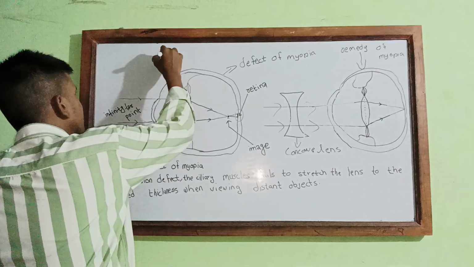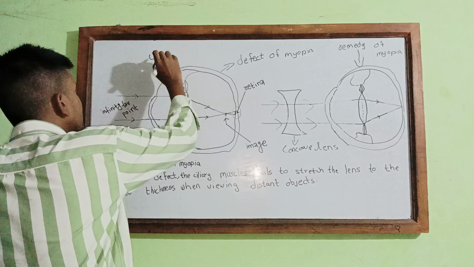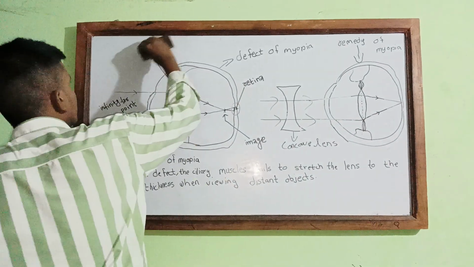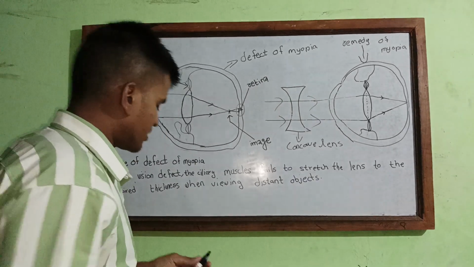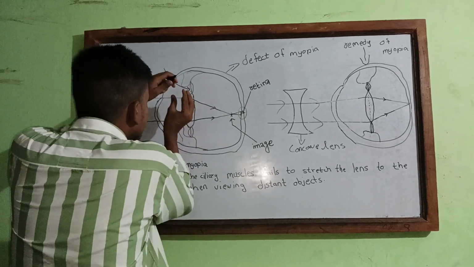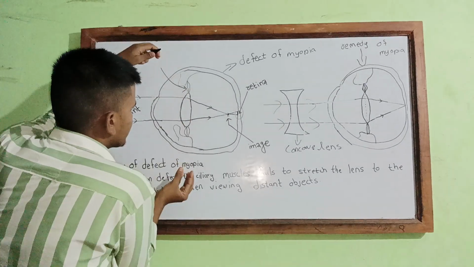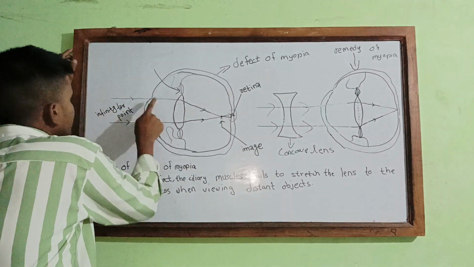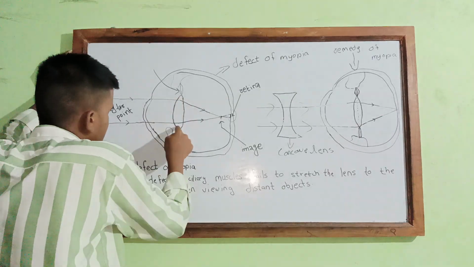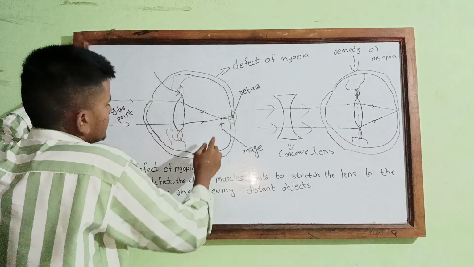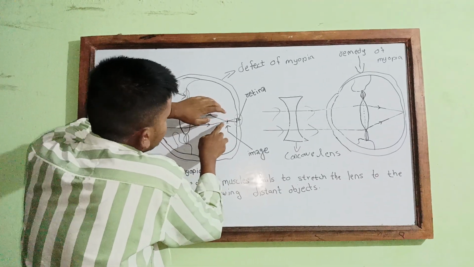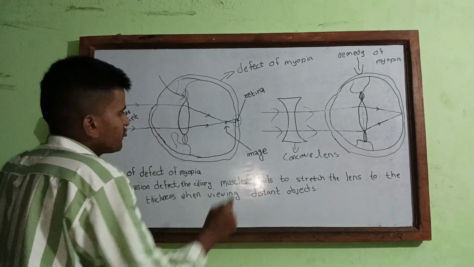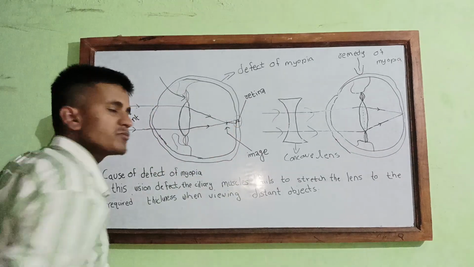The function of the ciliary muscles is that they contract and expand the lens. Now see, when the rays pass through the center, they start to bend, right? But the intersection point is right in front of the retina. This part is the retina. It is right in front of the retina.